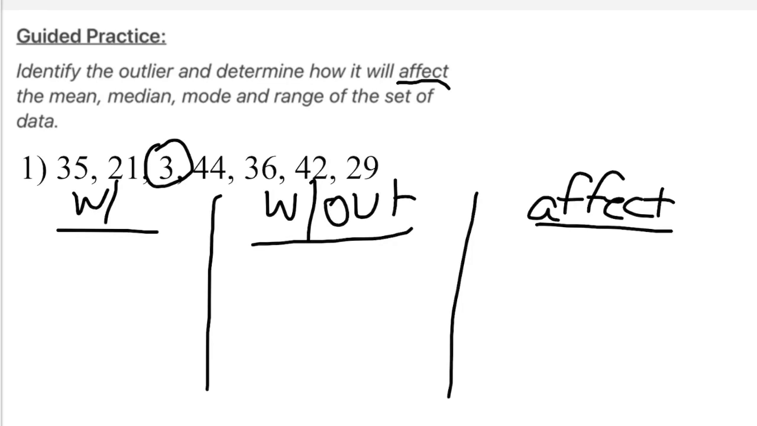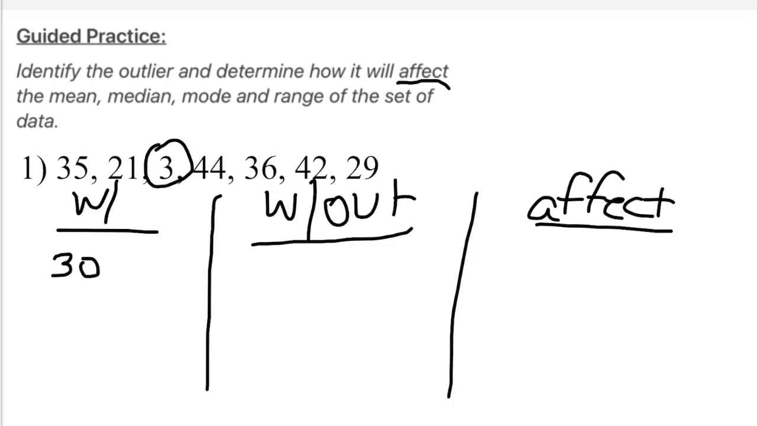All right, guys, let's go ahead and start with calculating the mean with the outlier. So you should have added 35 plus 21 plus 3 plus 44 plus 36 plus 42 plus 29, and then divided by 1, 2, 3, 4, 5, 6, 7. And so with your outlier, your mean is 30.